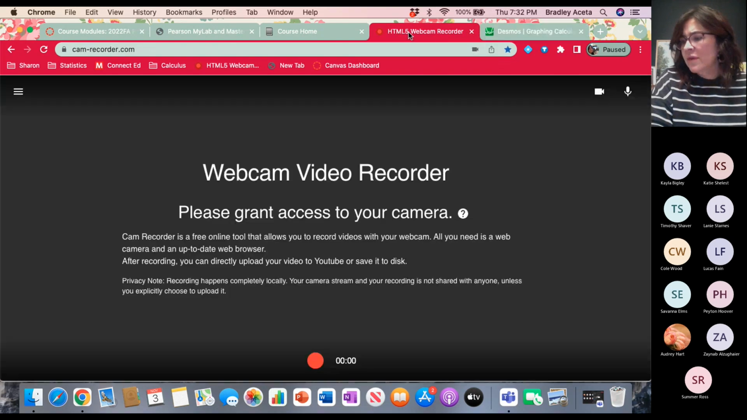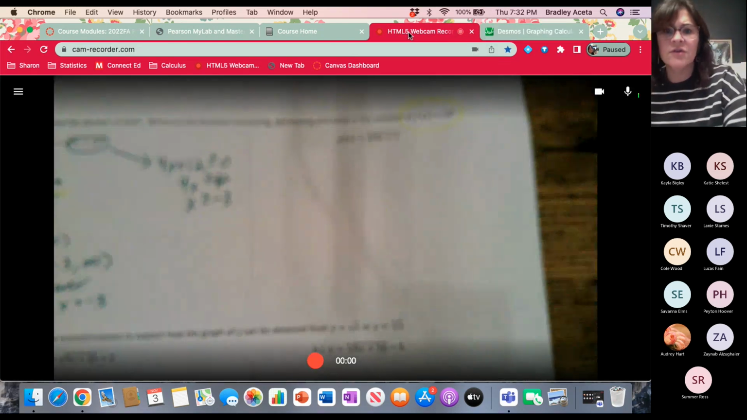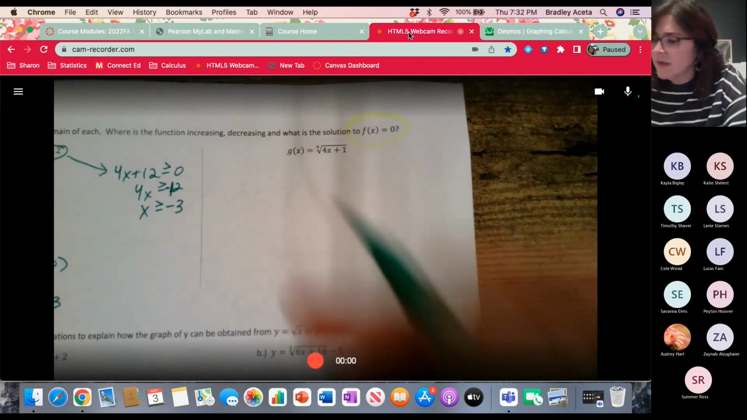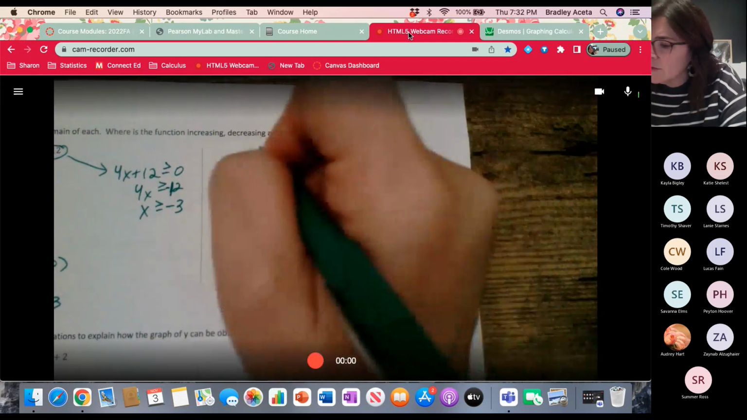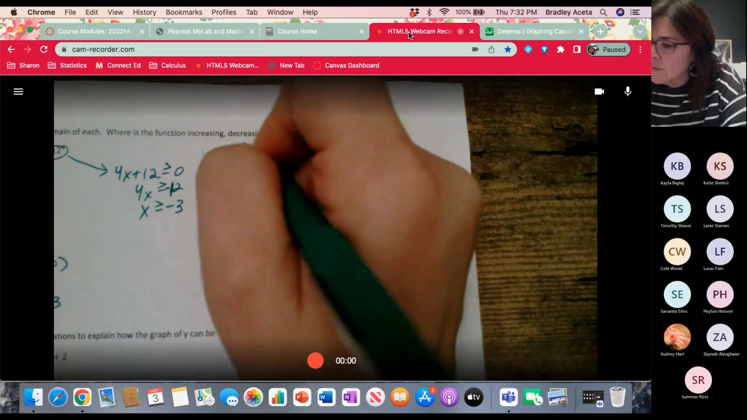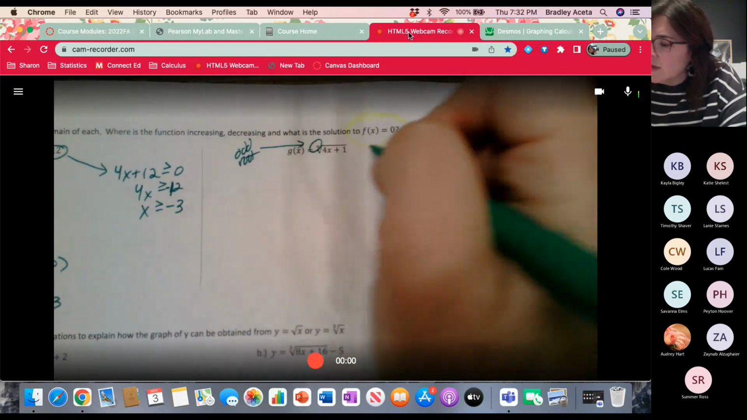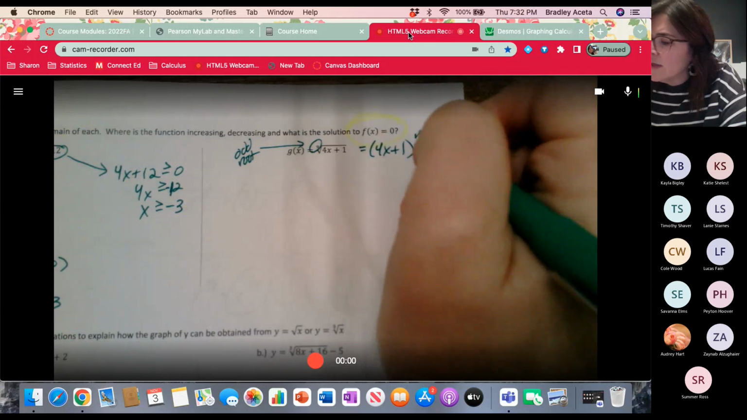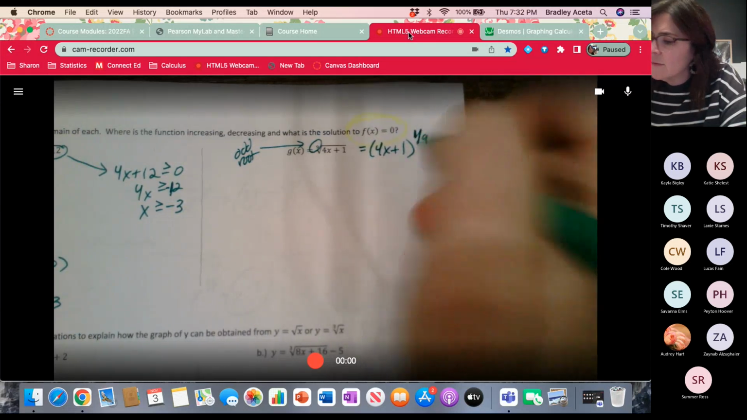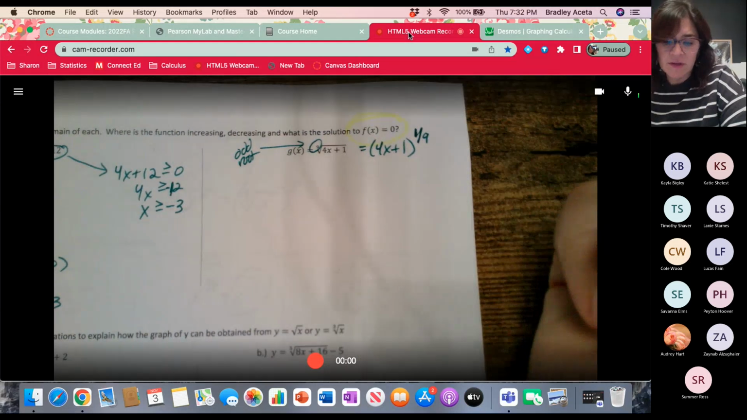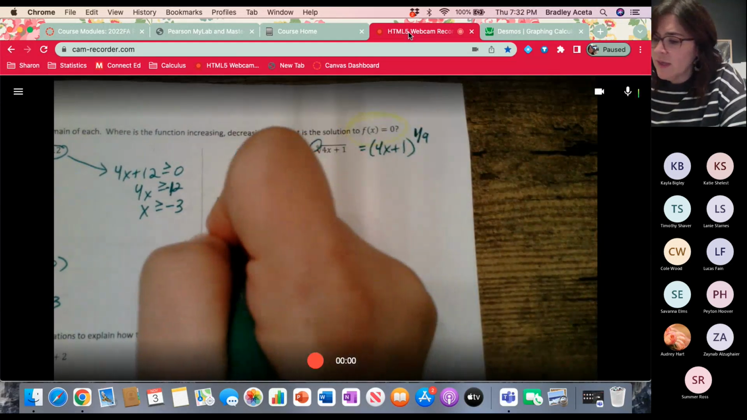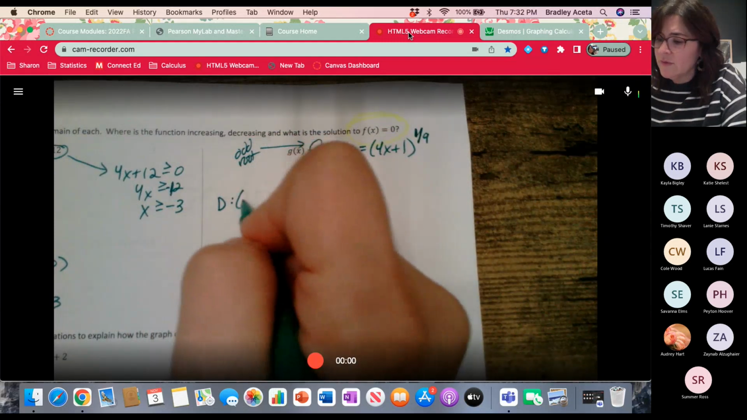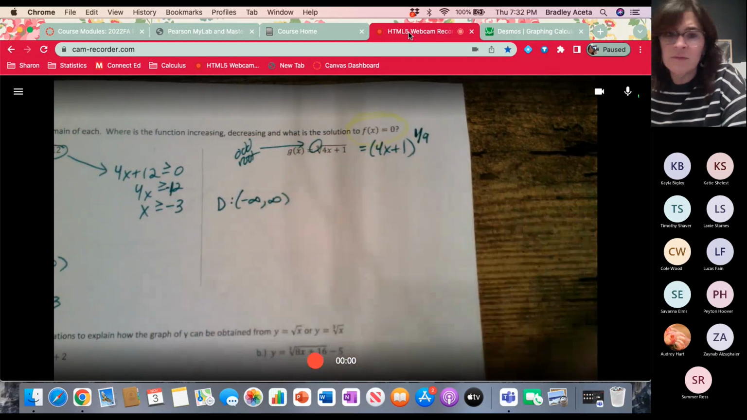So back to my sheet here, just so you know what I did. Okay, so this is an odd root. And the way I type it into Desmos or into a calculator is 4x plus 1 to the 1/9. Your domain would be from -infinity to infinity.